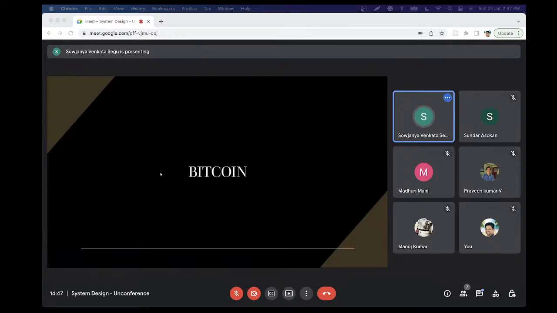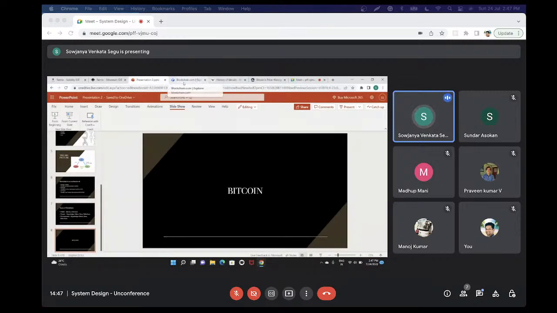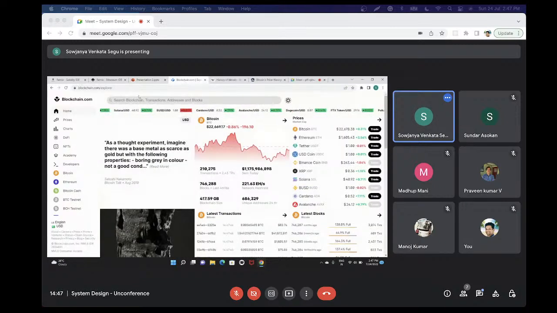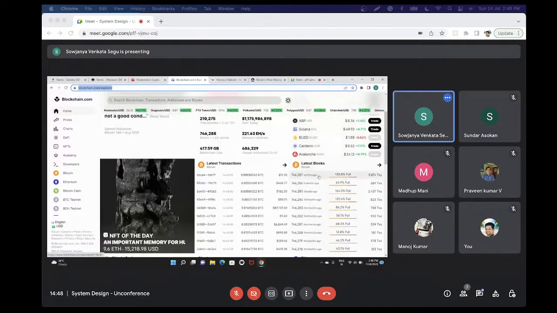Let's see how a Bitcoin block looks. Since Bitcoin is a public blockchain, anybody can see the transactions. Nothing is private here. Everybody can see the transactions and all the blocks in the blockchain. Some transactions are grouped into a block and then committed to the blockchain.